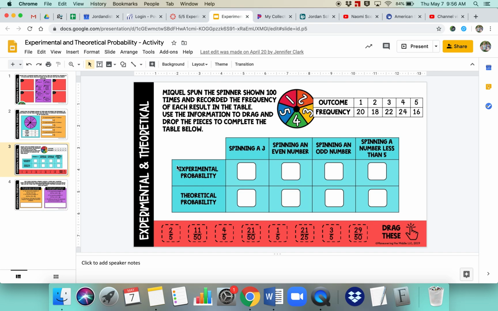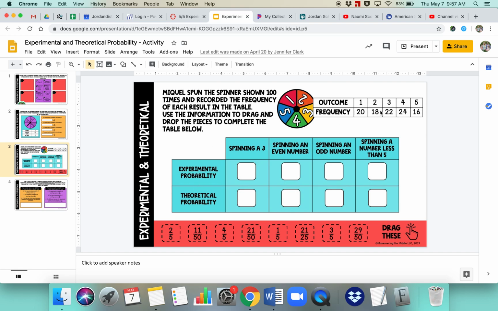Experimental probability is once we actually spun the spinner, what did we get? So as we read this, it says Miguel spun the spinner shown 100 times and recorded the frequency of each result in the table. Use the information to drag and drop the pieces to complete the tables below. Because he has now spun the spinner, this information over here is what we call experimental probability. So we had 20 ones, 18 twos, 22 threes, 24 fours, and 16 fives.